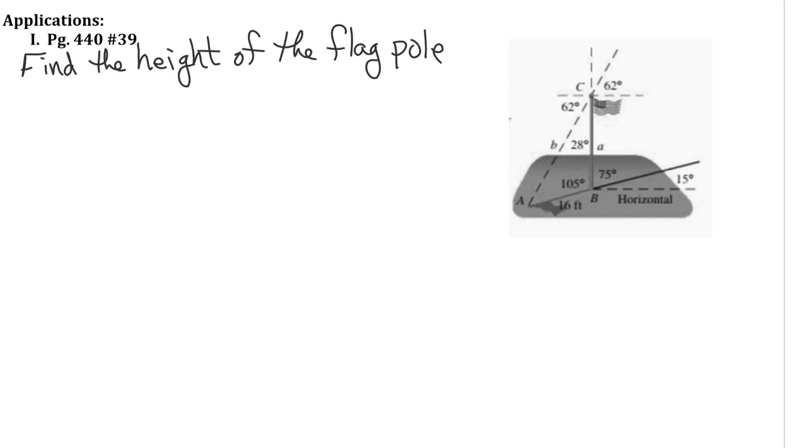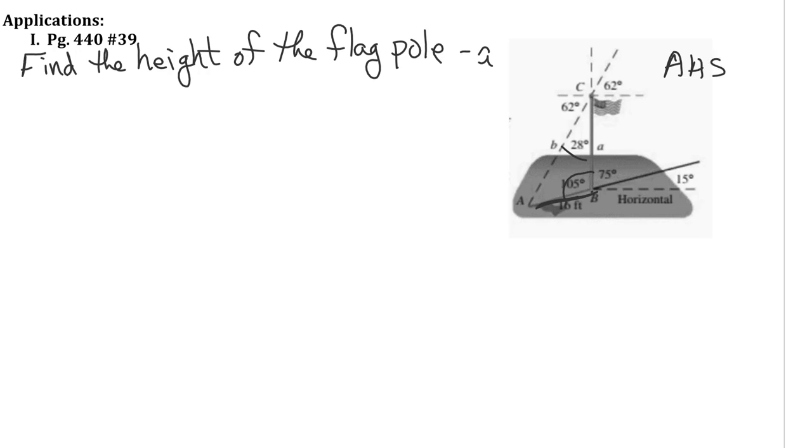So we see the flagpole there, and that's going to be side A. And we have a triangle here where we have 105 degrees, we have 28 degrees, and we want the angle between them. And we also have this length. So we have angle, angle, side. So we can use the law of sines. So here's what we know.